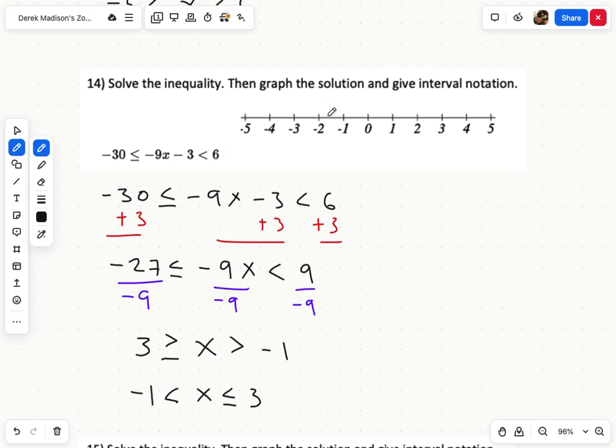So in terms of our graph, -1 is an open dot. 3 is going to be a closed dot. And our solution set is the stuff in between. And for interval notation, we go from -1 up to 3 and inclusive on the 3.